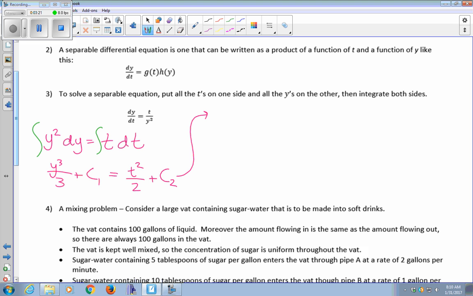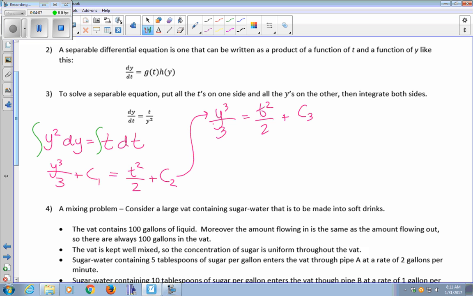Okay, so I want to get y by itself. First I'm going to subtract c1 from both sides. c2 is an arbitrary constant, meaning it can be any possible value, right? I can make c2 any number, and it would still be an antiderivative of t. So an arbitrary constant minus an arbitrary constant, what do you get? A different arbitrary constant. I'm just going to call it C3. I don't know what it is, but rather than letting my algebra get really messy by writing C2 minus C1, I'll just give it a different name. It comes out to some new arbitrary constant C3. Y cubed over 3 equals t squared over 2 plus some new arbitrary constant C3.